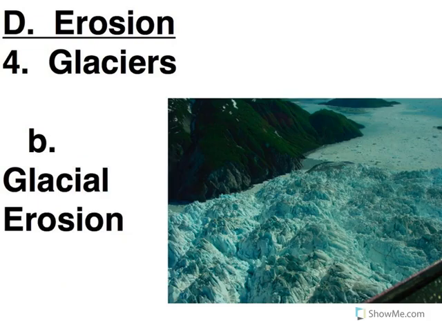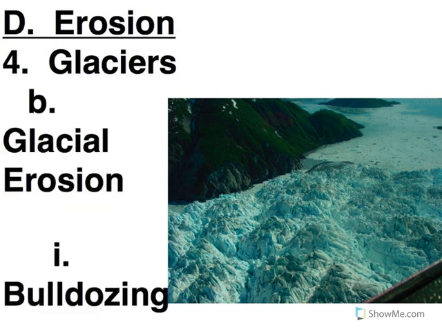Now, glaciers move. They move slowly, but they do move, and when they move, they do cause erosion. And there are different ways that the erosion can occur as a result of the glacier moving.